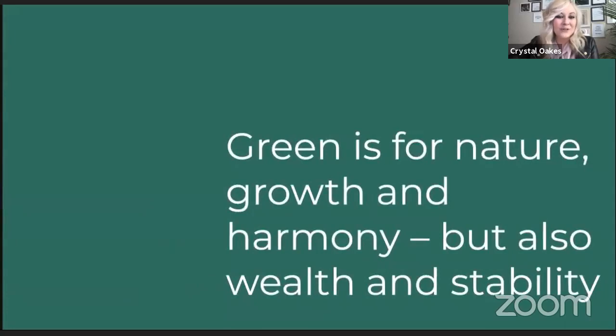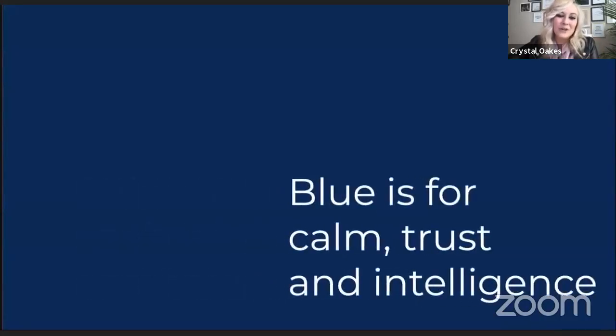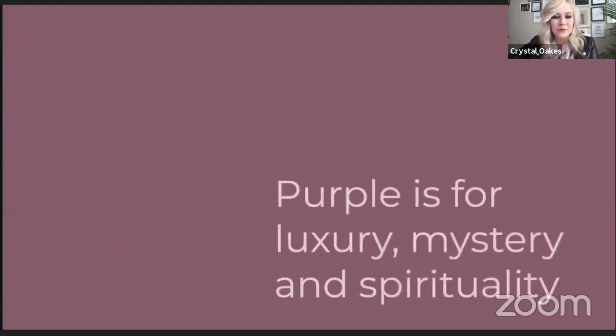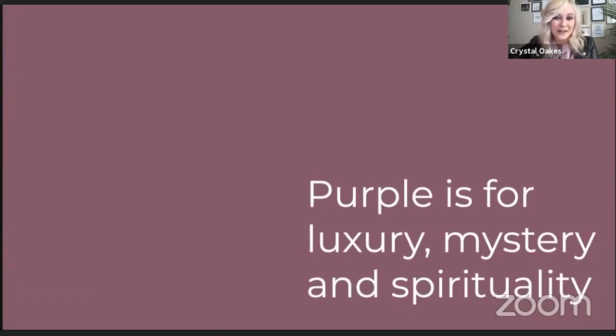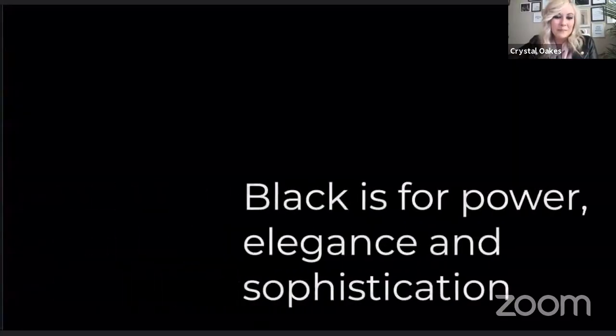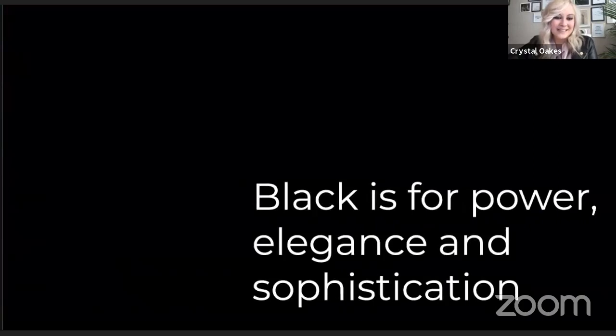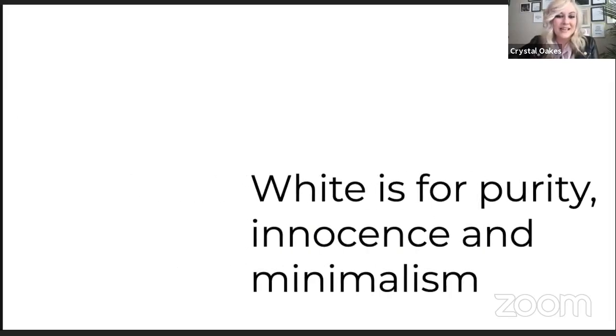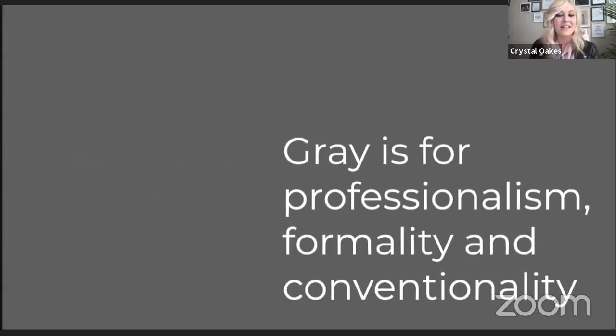Green is for nature, growth, and harmony, but also wealth and stability. So actually, you may have caught on, but I use green in my group because we're talking about business owners and we're talking about finding success in your business, right? Wealth and stability. Blue is for calm, trust, and intelligence. Purple is for luxury, mystery, and spirituality. Black is for power, elegance, and sophistication. White is for purity, innocence, and minimalism. And gray is for professionalism, formality, and conventionality.